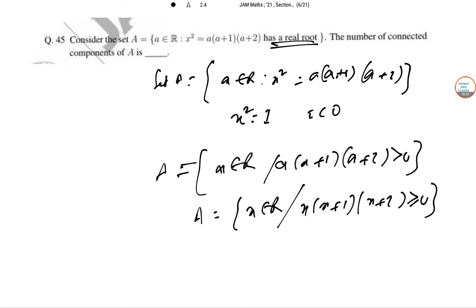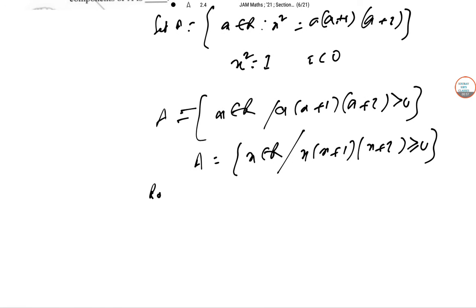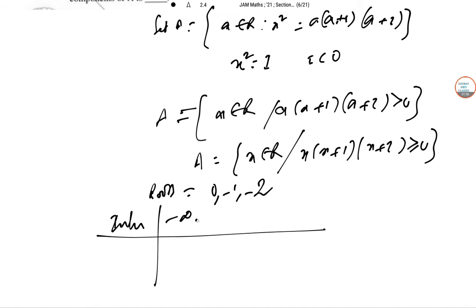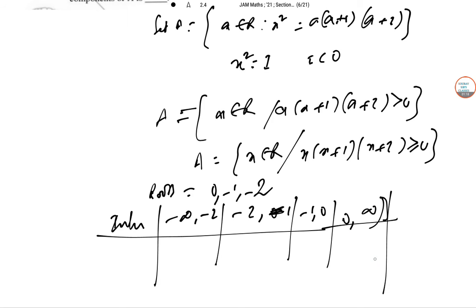So the roots of the function are 0, minus 1 and minus 2. The intervals of the function, if we just take it, are minus infinity to minus 2, minus 2 to minus 1, minus 1 to 0, and 0 to plus infinity. So here the sign is negative, less than 0; positive, greater than 0; less than 0; greater than 0.